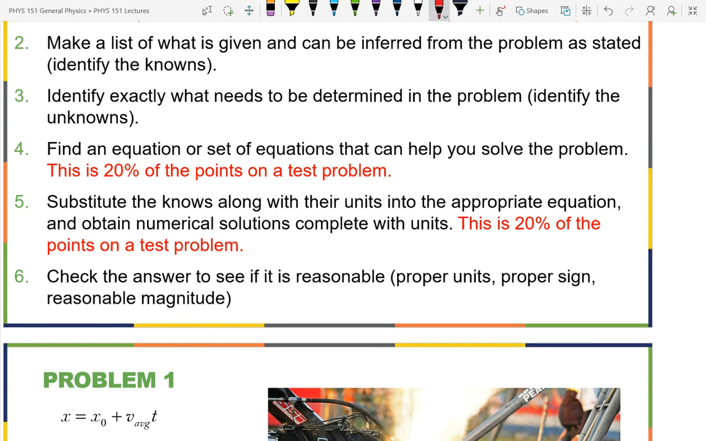I had a student come by this morning. The student had the answer right, but they didn't think it was reasonable, so they came to check with me to make sure it was reasonable. And that's perfectly good. Of course, on the test, you don't get that.